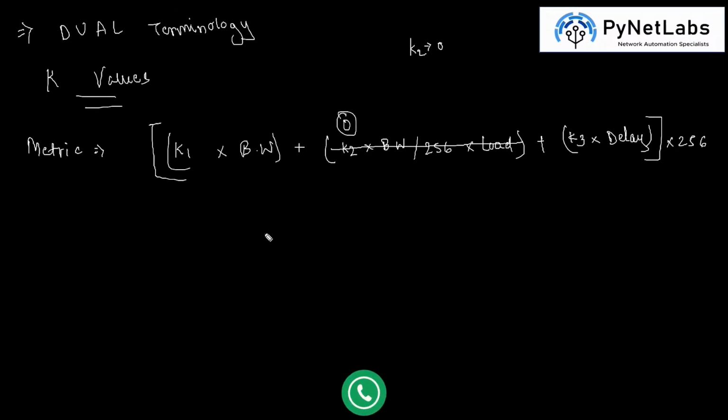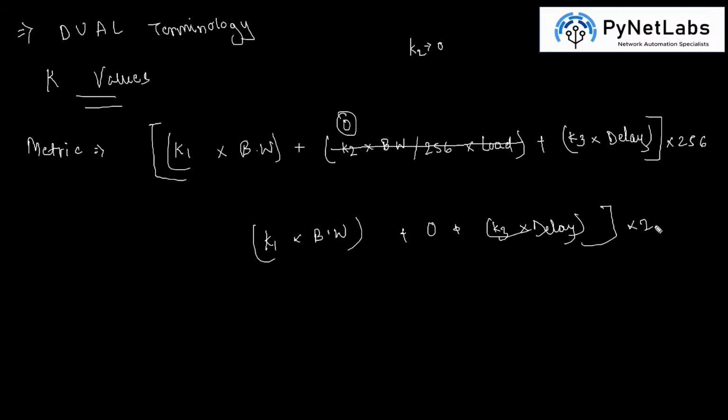Then after that, we are left with K1 multiplied by bandwidth plus 0 plus K3 multiplied by delay, and the whole formula gets multiplied by 256. Now, if we consider K1 and K3 as the values which we have learnt about, then it will become 1. So we are left with bandwidth plus delay multiplied by 256. Make sense?